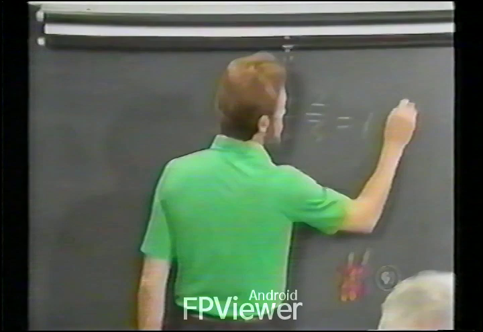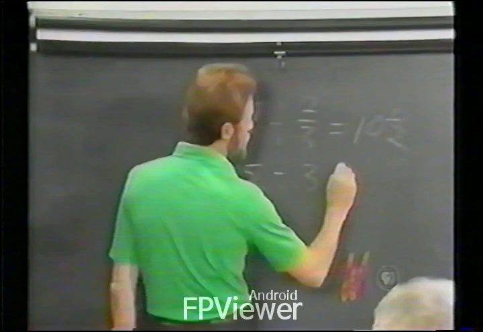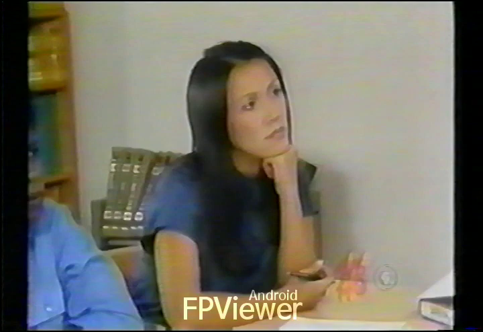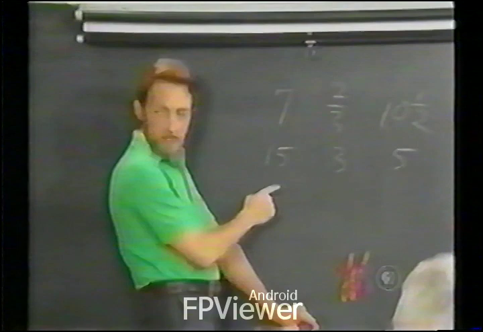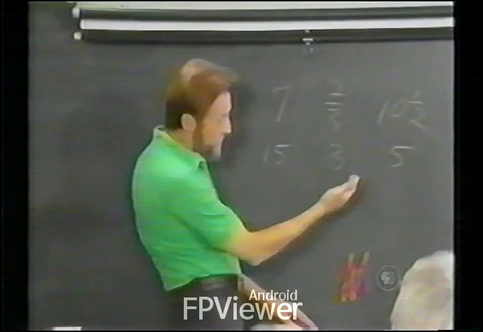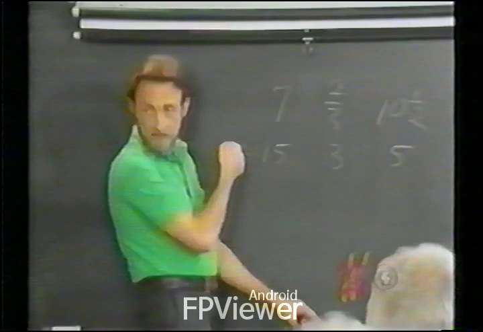The problem, 7 divided by 2/3 equals 10 1/2, is like 15 divided by 3 equals 5, right? Okay, now I know that what bothers you is the relative size of these numbers. Let's just take the signs out of here. Now I know all of you, when you read this, left to right, would say 15 divided by 3 equals 5. And if you read it in the other direction, to the left, you would say 5 times 3 equals 15, right?